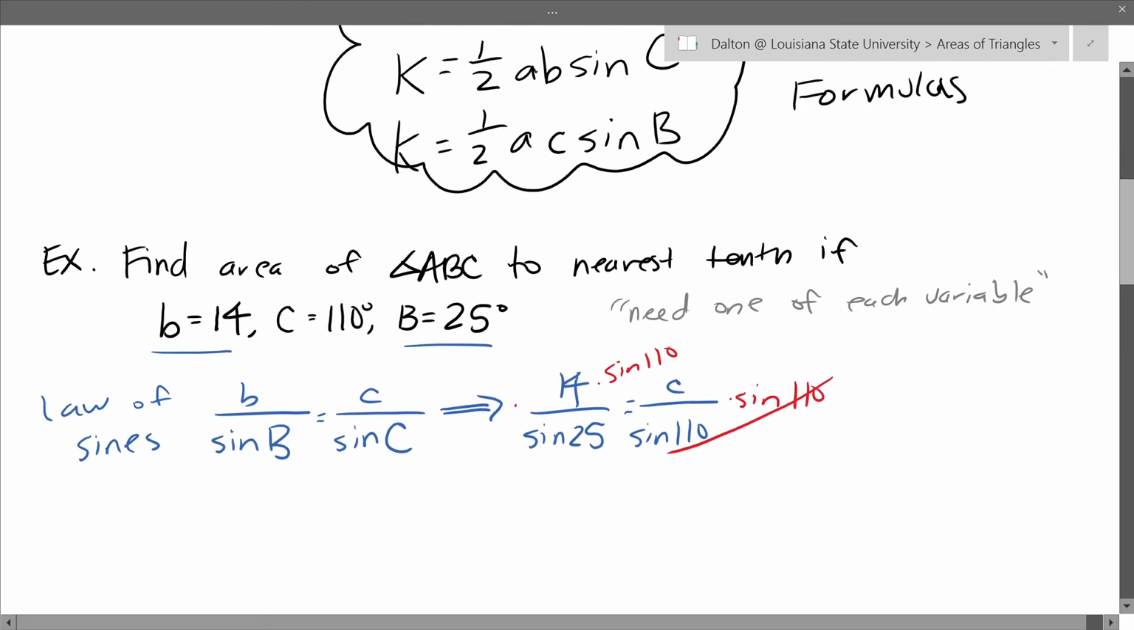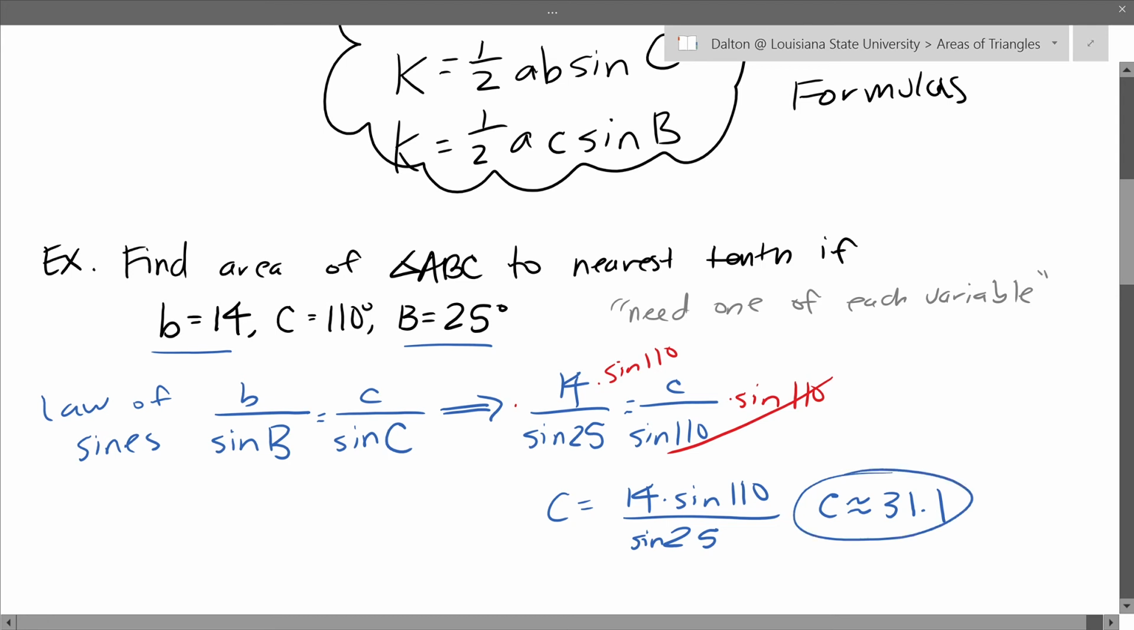Leaving us with C is equal to 14 times the sine of 110 over the sine of 25. And that rounded to the nearest tenth is going to give us a side length of approximately 31.1. So I'm going to circle this for now and hold on to it for later.